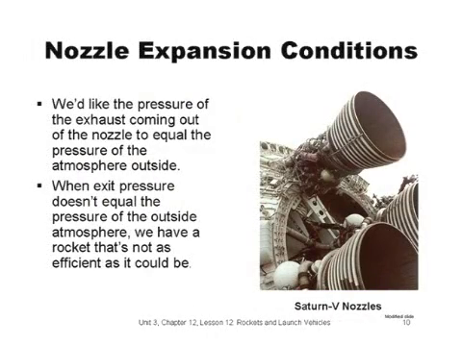Not all nozzles are created equal. In the ideal case, we'd like the pressure of the exhaust coming out of the nozzle to equal the pressure of the outside atmosphere. But let's think about what happens when exit pressure doesn't equal the pressure of the outside atmosphere. When this happens, we have a rocket that's not as efficient as it could be. Here are the gigantic nozzles of the Saturn V moonflight rocket at Cape Canaveral, Florida in 1991.